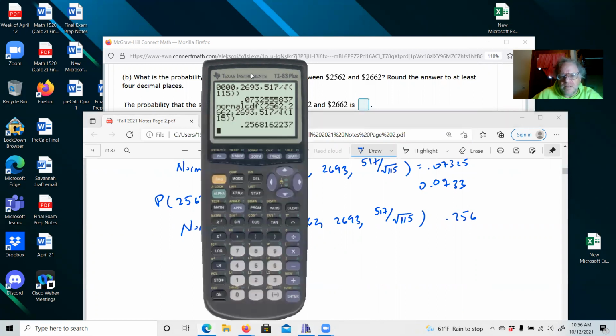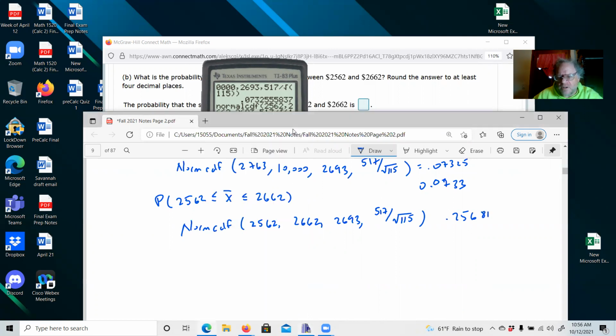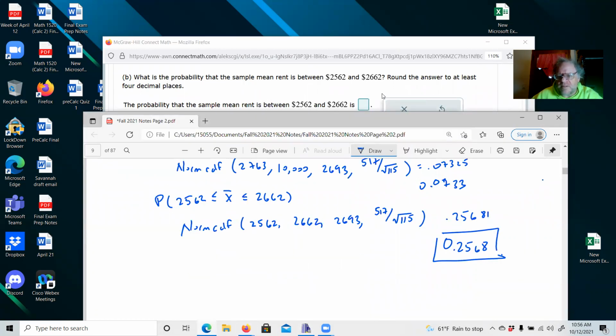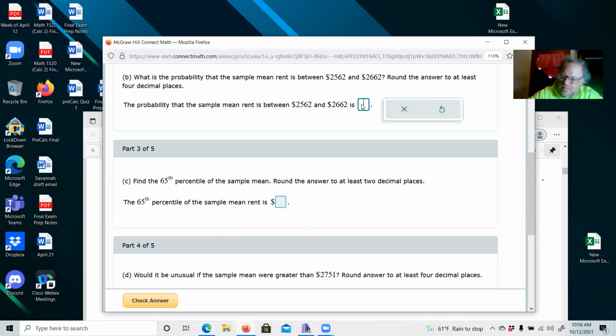We get 0.25681, so our answer is 0.2568. All right, so way off of my estimate. That was clearly a terrible choice. 0.2568. Okay, what's the 65th percentile?